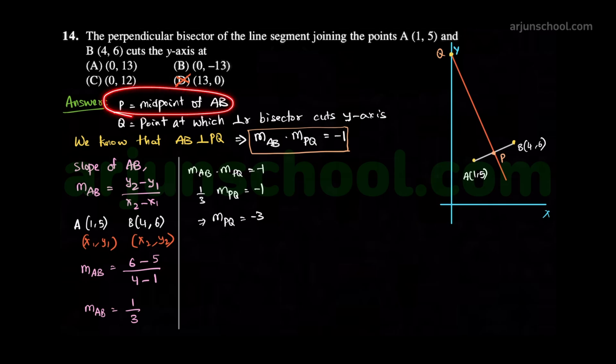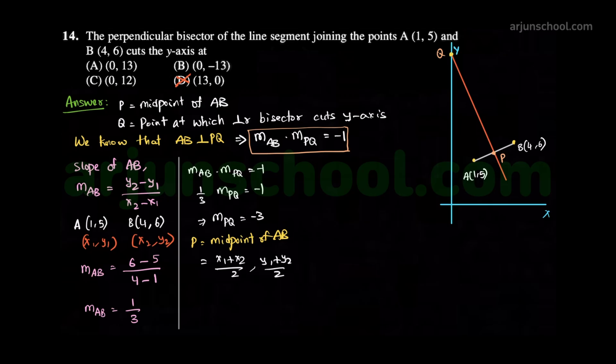Now let us find the point P, which is the midpoint of AB. The formula to find the midpoint is ((x1 plus x2) by 2, (y1 plus y2) by 2), where (x1, y1) is point A and (x2, y2) is point B. Let us substitute the values. x1 is 1 plus x2 is 4 by 2, y1 is 5 plus y2 is 6 divided by 2. 1 plus 4 is 5, 5 plus 6 is 11. Therefore, P is equal to (5 by 2, 11 by 2).